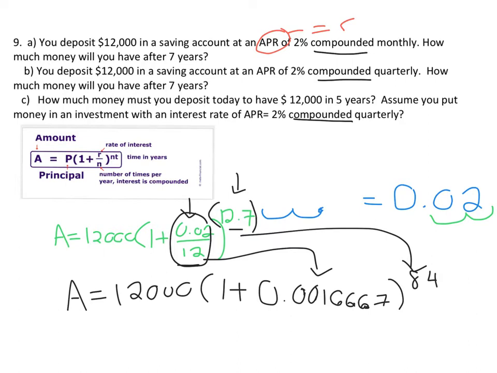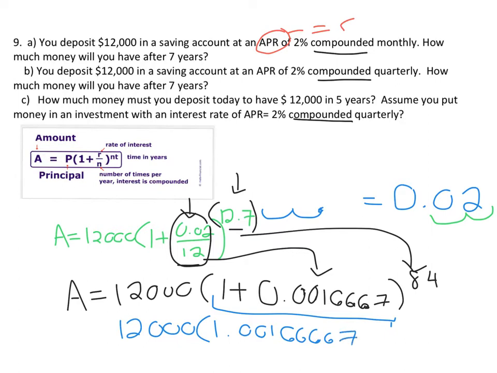Okay, so now let's think about our order of operations. We're going to do inside the parentheses first. Since this addition is inside the parentheses, we're going to do that first. So we get 12,000 times 1, sorry, I'm doing the addition, so let me erase this. 1 plus 0.00166667 you just get 1.0016667. I may have added a couple more sixes in there, but it's really 0.666 repeating, so the 7 was just rounding off. And then I still have to the 84th power.